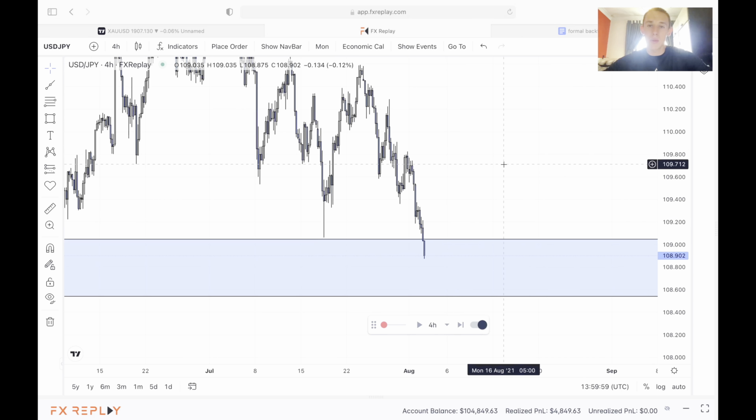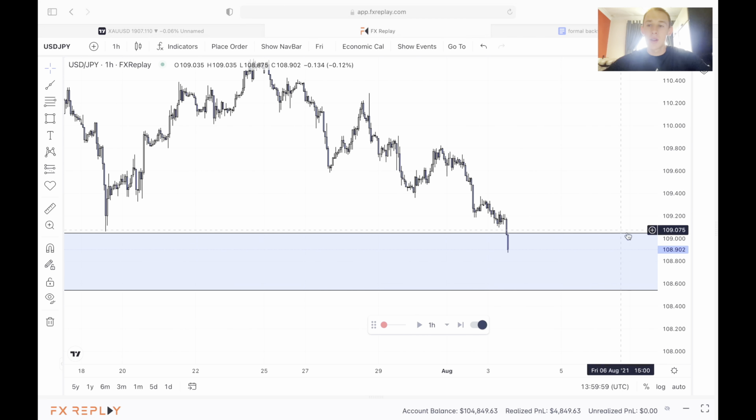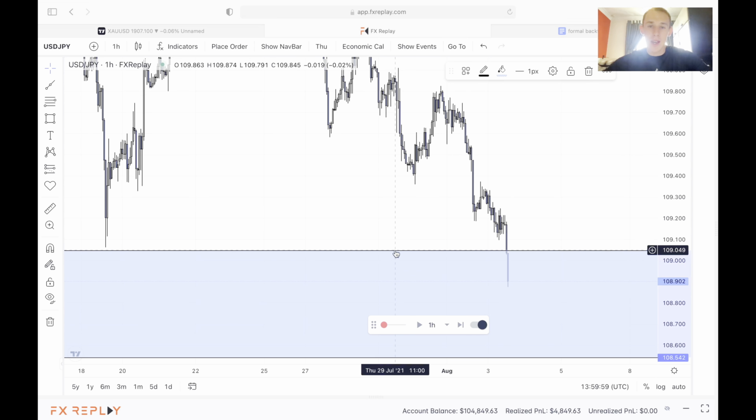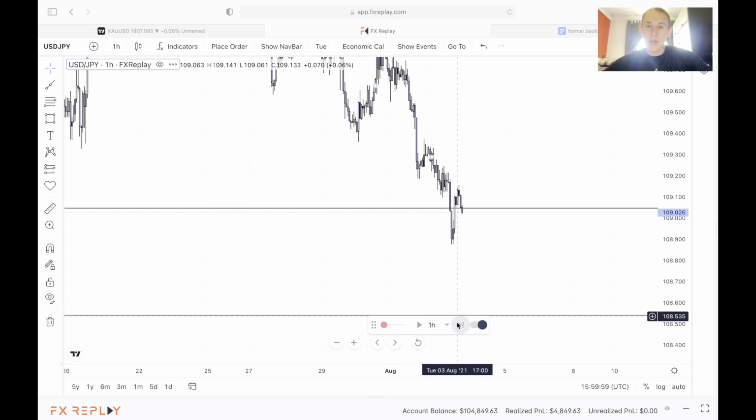At the moment, if we were to buy right here, we would be buying against the trend and trying to catch a falling knife, which we don't want to do. We want to wait for price to flip back bullish and then just look to get in on a pullback. So if we play price and see what happens.